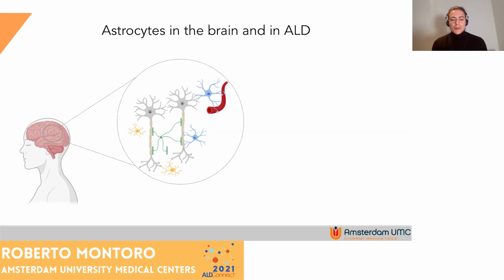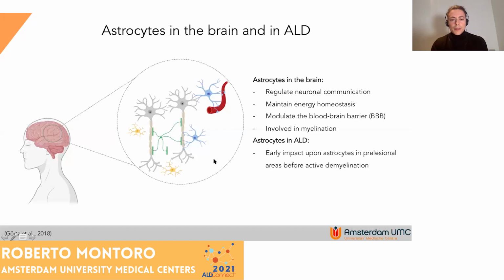But recently, in the last decade, we've come to know that they have many different functions. Depicted here in blue are the astrocytes, the ones that I'm going to talk about today. Some of the main functions they have in the brain involve the regulation of neuronal communication. They are also very important in maintaining energy homeostasis.